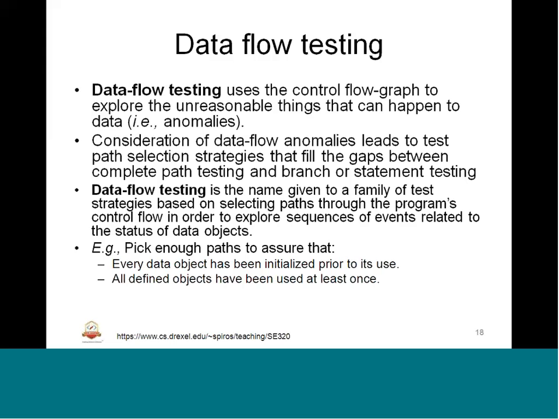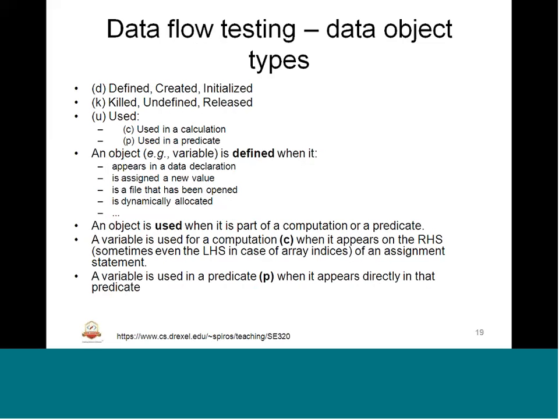Further, the data type objects are defined in data flow testing. D type: the data or objects are of the types defined, created and initialized. K type is killed, undefined or released ones. Mostly this is used in embedded applications or C++ based applications. U type of data object is the used type, so used in a calculation or a predicate.